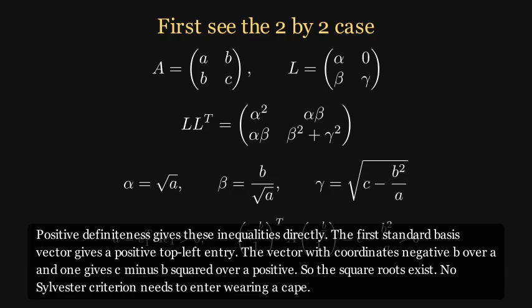Positive definiteness gives these inequalities directly. The first standard basis vector gives a positive top left entry. The vector with coordinates negative b over a and 1 gives c minus b squared over a positive. So the square roots exist. No Sylvester criterion needs to enter wearing a cape.